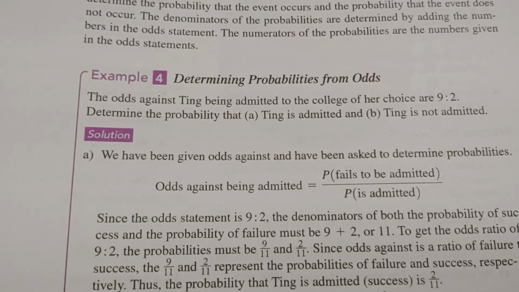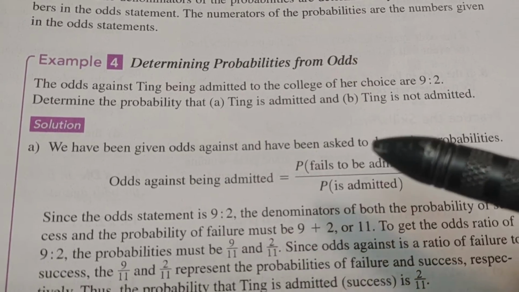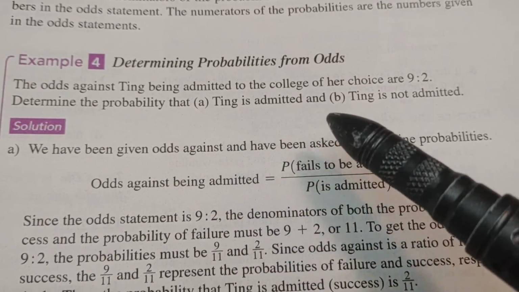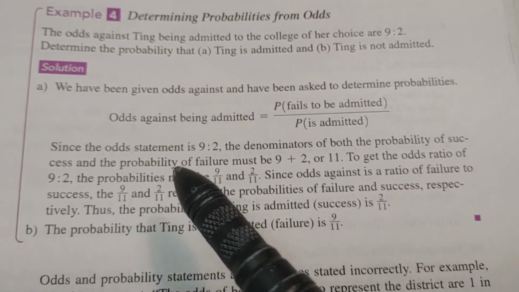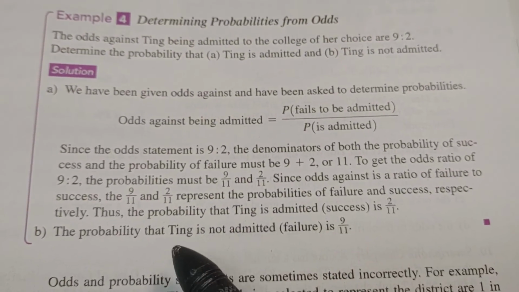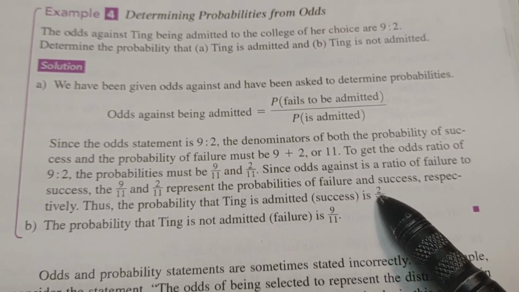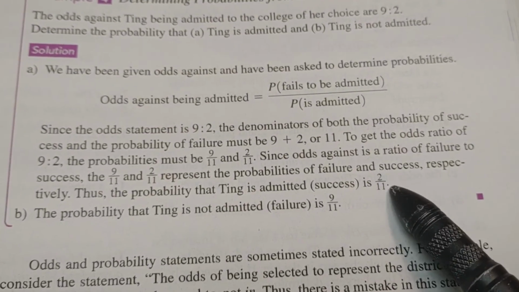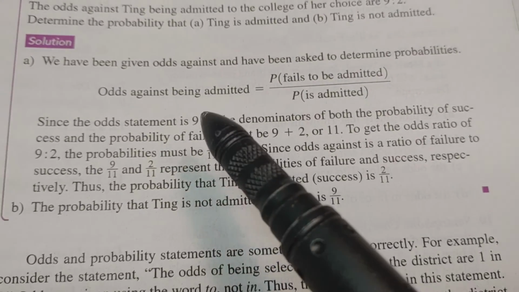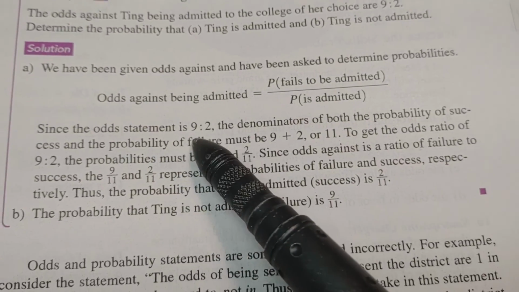If we look at this example problem, it says the odds against Ting being admitted to the college of her choice are 9 to 2. Determine the probability that A, Ting is admitted, and B, Ting is not admitted. All right, so first of all, we've got 9 over 2. 9 plus 2 is 11. So her being admitted is 2 over 11. Her not being admitted is 9 over 11. So all I'm doing is adding these two numbers together because it's 9 to 2.